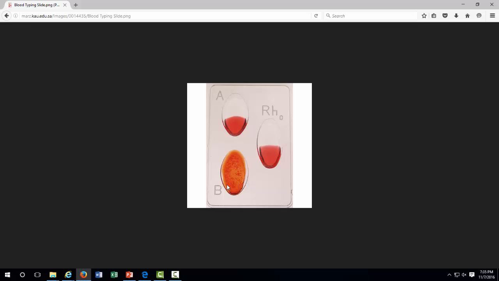B negative? Yes. Yes, they can have B negative. Type AB positive? AB negative? Nope. Type O positive? Nope. Type O negative? Yes. Yes. They could have that because that does not have the RH factor in it.